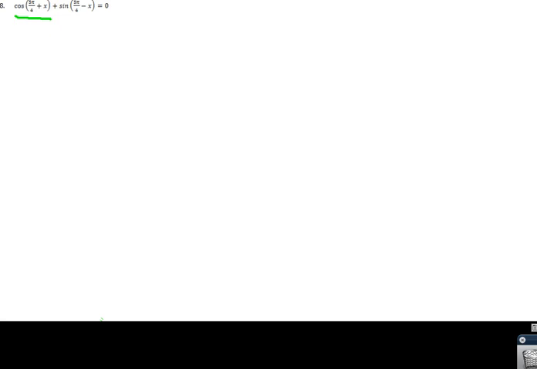So the first one's a sum. I look at my sum formula. All right, that's cosine of 5 pi over 4 times the cosine of x. And then I do minus, because it's a sum formula for cosine, sine of 5 pi over 4 times, well, let's see, the sine of x.